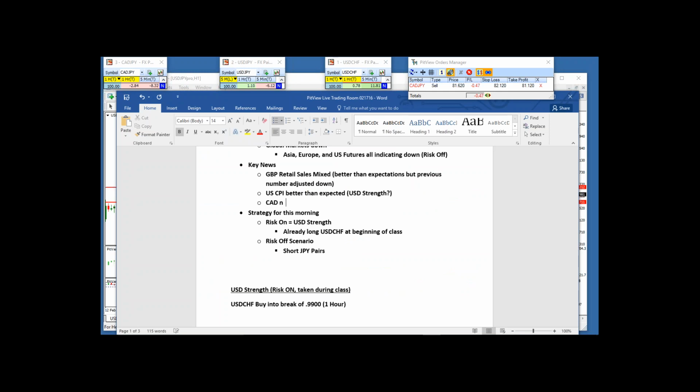CAD news, mixed. CPI better than expected. Retail sales was awful. Strategy this morning is we're looking to trade risk off. So we're shorting CAD yen at the beginning of class.